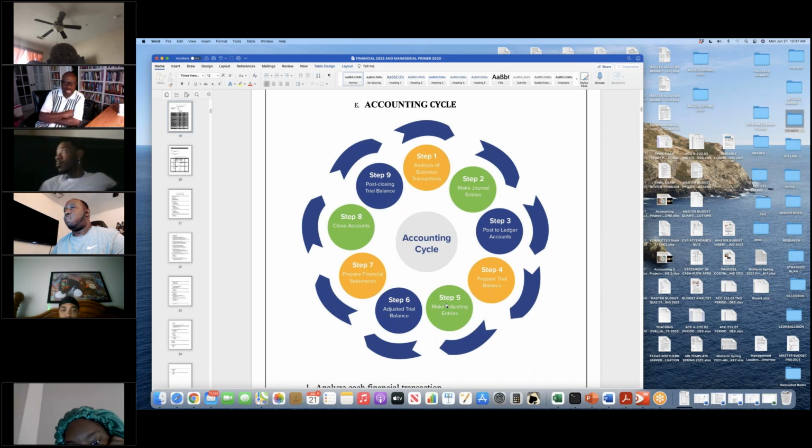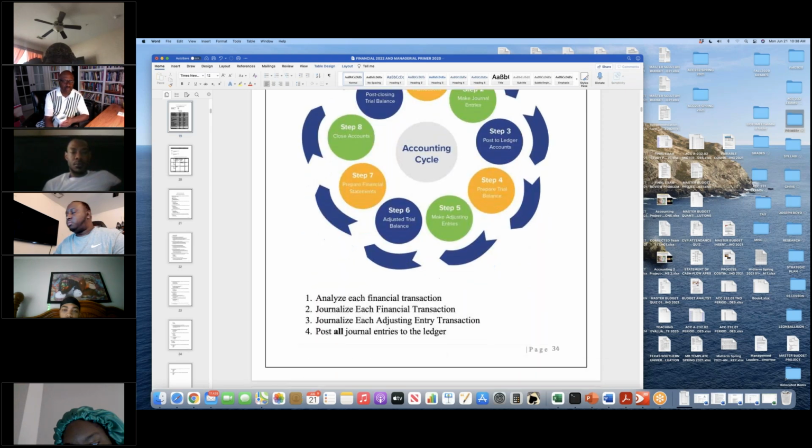And in 5, we make adjusting entries. Then in 6, we prepare an adjusted trial balance. That's not necessary. You can just prepare the trial balance after the adjusting entries. So we make regular entries and then we make adjusting entries. Adjusting entries are journal entries. And every time you make a journal entry, just like with closing entries, you post them to the ledger. So you always are going to post those to the ledger.